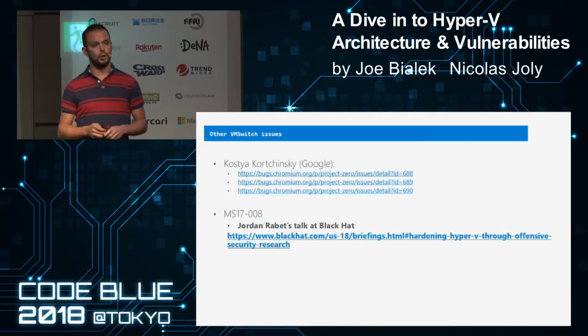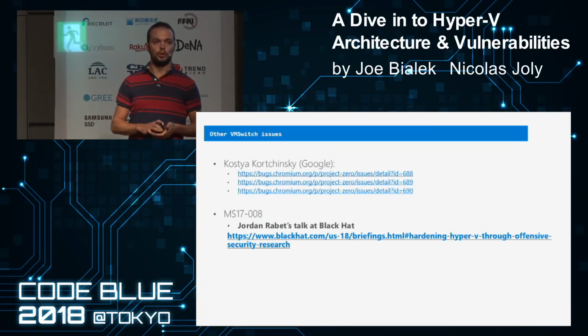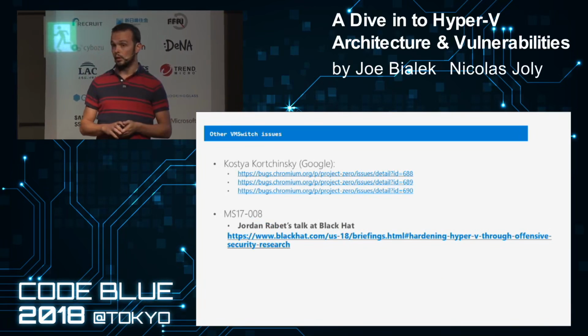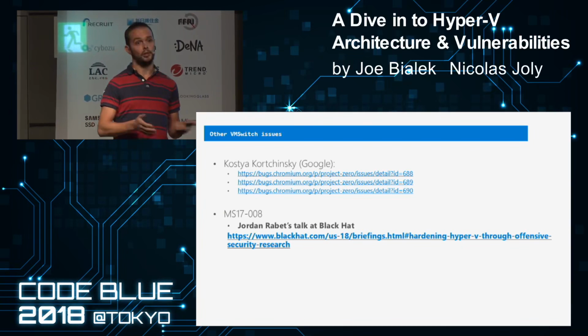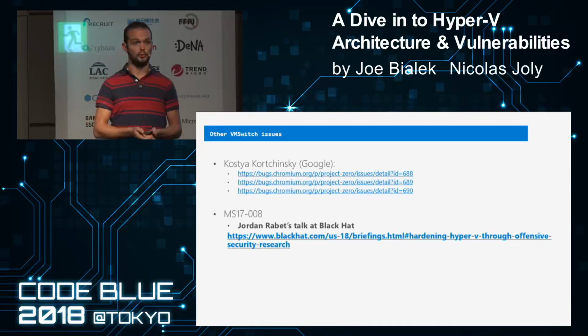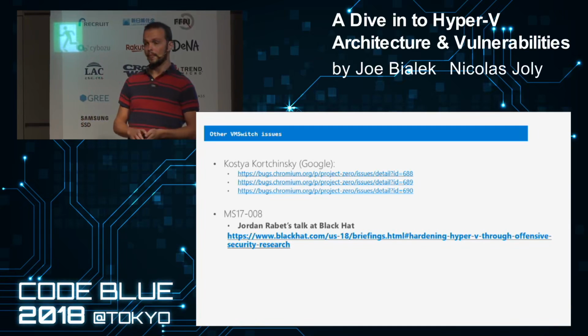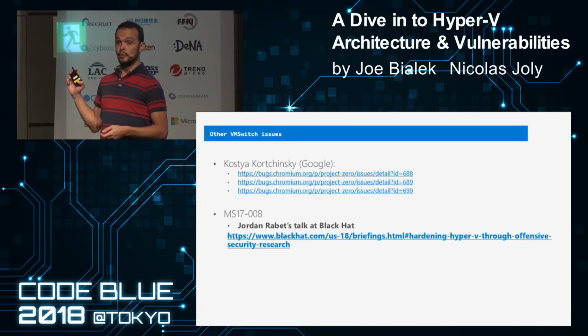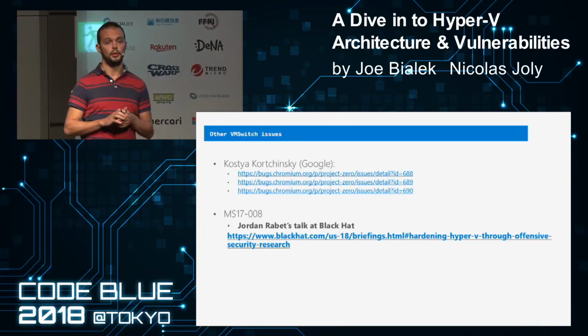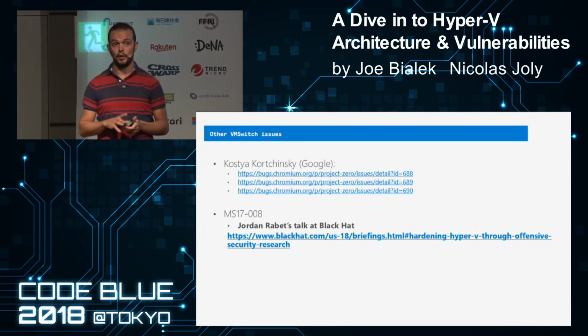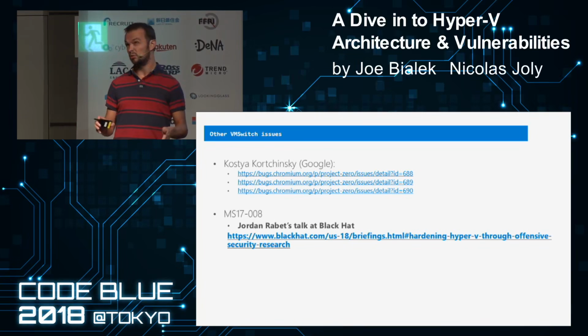Just to finish on VM switch, we should mention that some bugs have been reported to us before by Kostya Korchitsky from Google, I think 3 years ago. These bugs are publicly documented, and proofs of concept are available, so you can have a look at them. Also, Jordan Rabbit from the Offensive Security Research Team at Microsoft gave a very interesting talk at Black Hat this year about an exploit he did for VM Switch 2 years ago, I think. Check out that talk, it's very interesting.